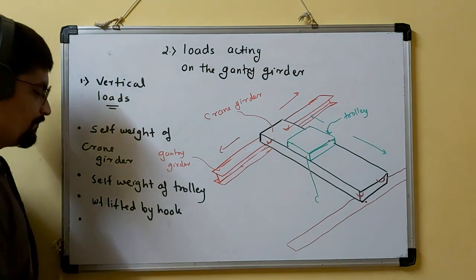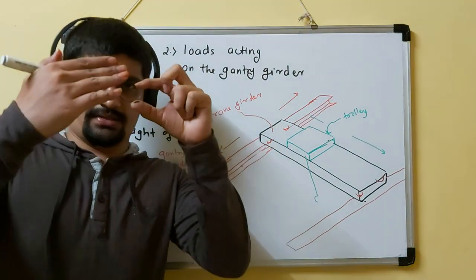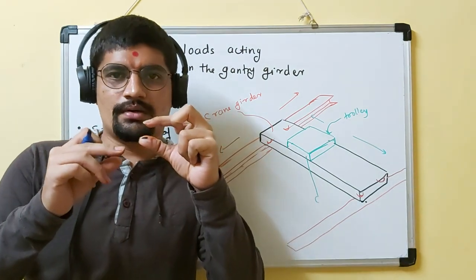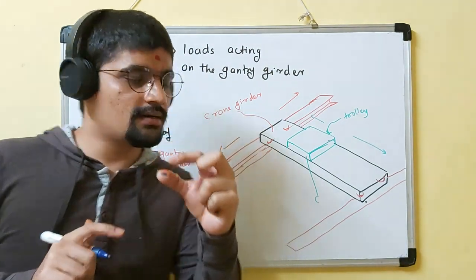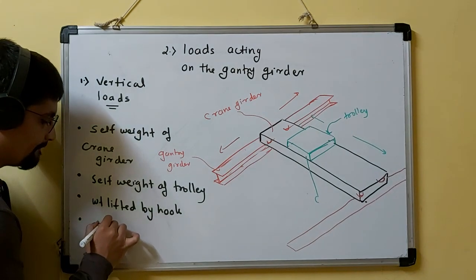Now fourth, the rail section. The rail section is placed on the gantry girder. So the rail section will also apply load on the gantry girder, and it is also vertical load. So the vertical load will be the self weight of the rail section.